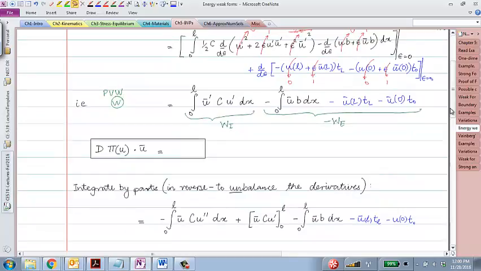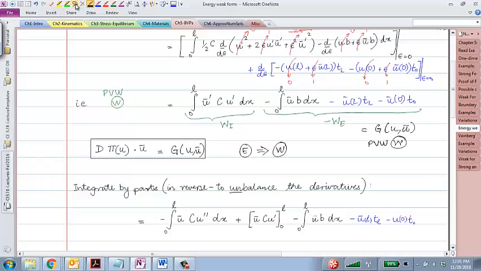But let's see. What this means is that when we minimize the energy with respect to some virtual displacement function, what we get is g of u and u bar. That's the PVW. That's saying that from energy, if we minimize, we get the weak form of the problem. And as I said here, this is the PVW weak form.